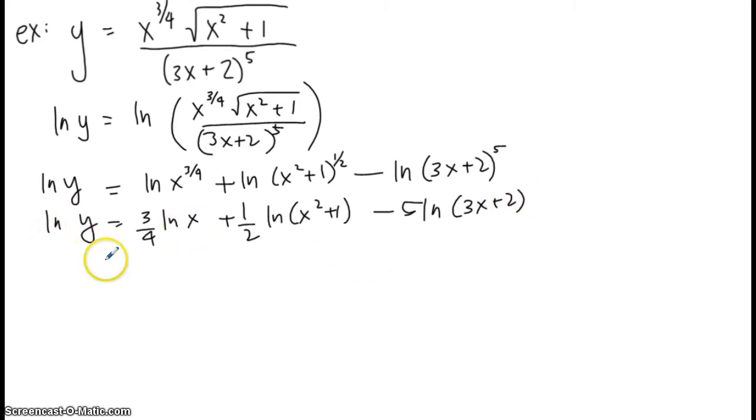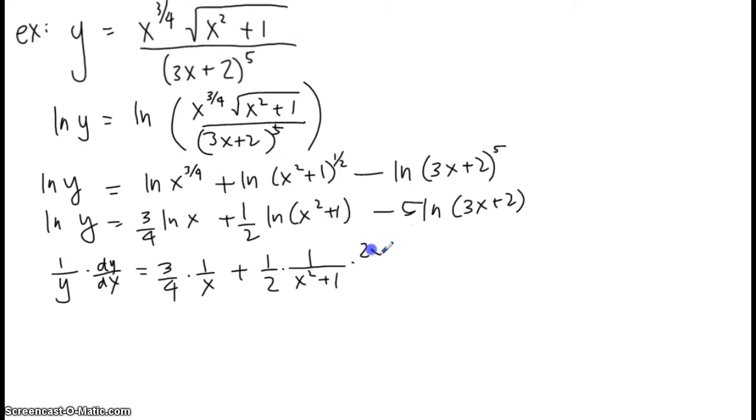Because the derivative of natural log of y is going to be 1 over y times dy dx. All right, implicit. This is just a constant, so I'm just going to get 3/4. The derivative of natural log of x is just 1 over x. So much easier. This is just 1/2 times 1 over this function, chain rule, times 2x. Right? So I just did the derivative of natural log of x squared plus 1.